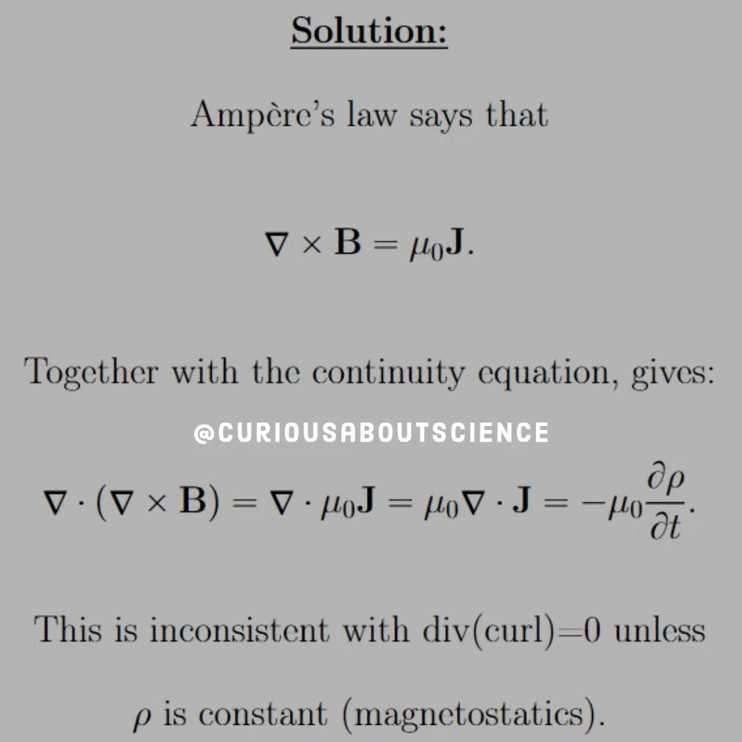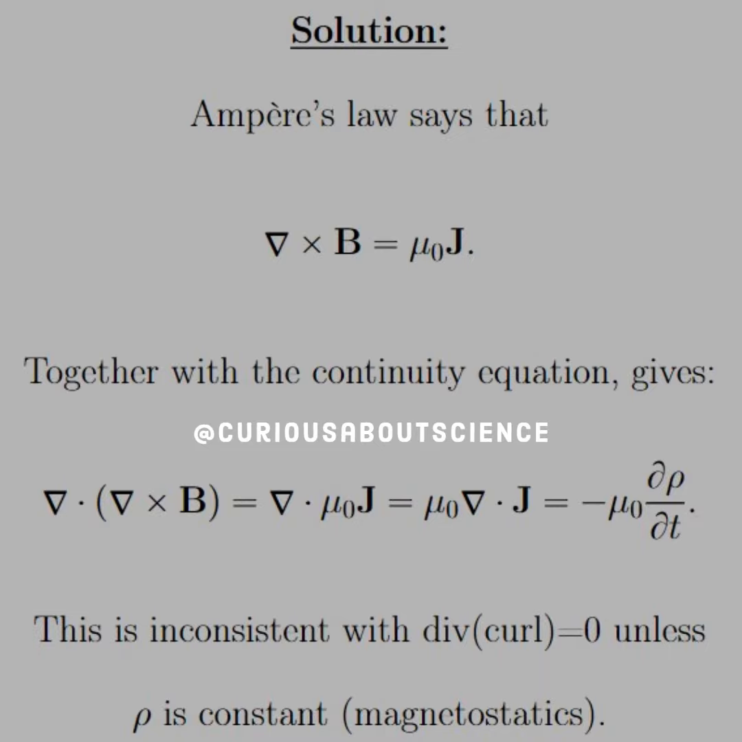Now, if we put this together with the continuity equation and we take the divergence of both sides, we see that we're able to move mu naught out since it's a scalar. And we see that del dot J is just the continuity equation, negative partial rho divided by partial t.